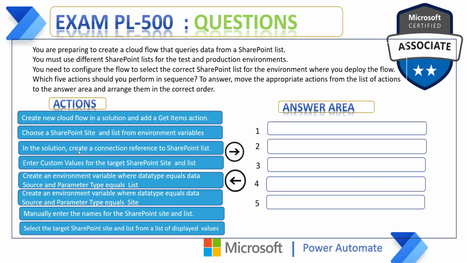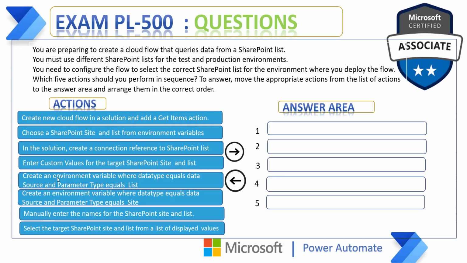Now coming to the third action, in the solution, create a connection reference to the SharePoint list. We have not created any connection reference for the SharePoint list, so action 3 is wrong. Now coming to the fourth action, enter custom values for the target SharePoint site and list. While we exported and imported the solution, we selected the SharePoint site and list from the displayed values, not from custom values. So action 4 also is wrong.